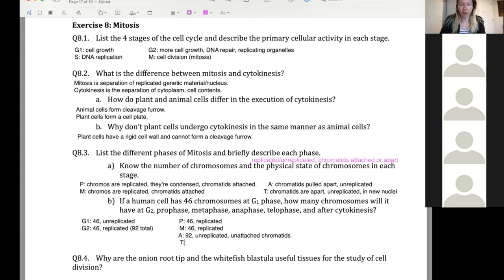And then in telophase, think about each of those two new nuclei we're creating, 46 unreplicated. 46 and 46. In a new nucleus, yep. And I'll say times two because we have two new cells now.